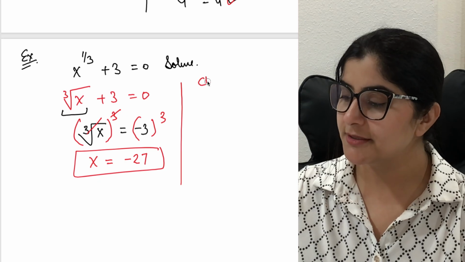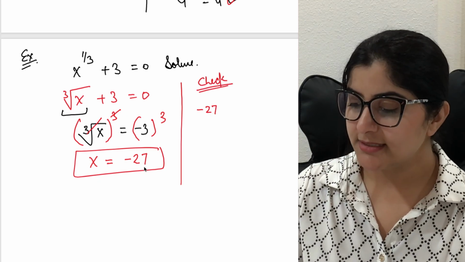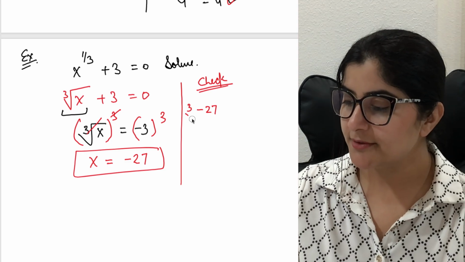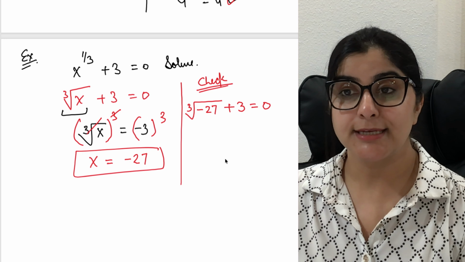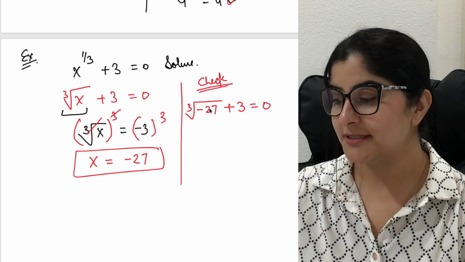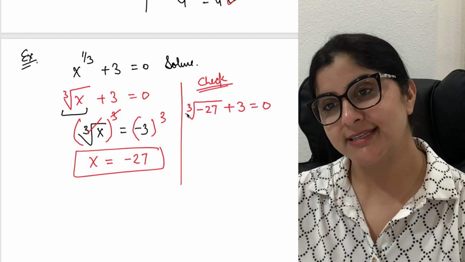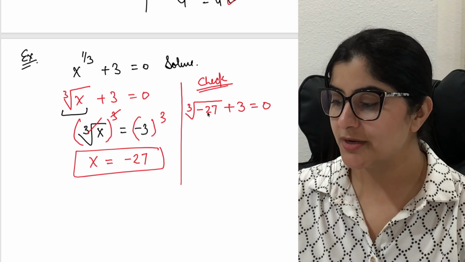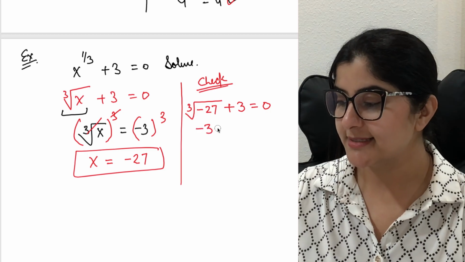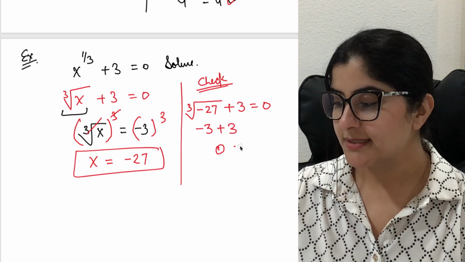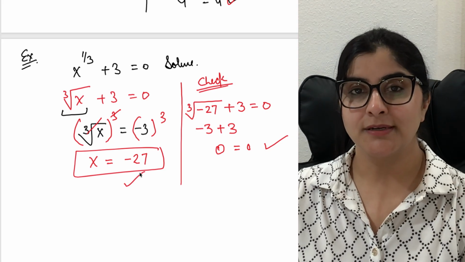Let's check our solution. We have minus 27. Substitute this x value into the original equation, the cube root of x plus 3 is equal to 0, and see whether the left-hand side equals the right-hand side. As we discussed, a negative sign inside an odd root is possible and acceptable. The cube root of negative 27 is minus 3. So this is 0 is equal to 0. It is correct, so it is a solution of the equation.